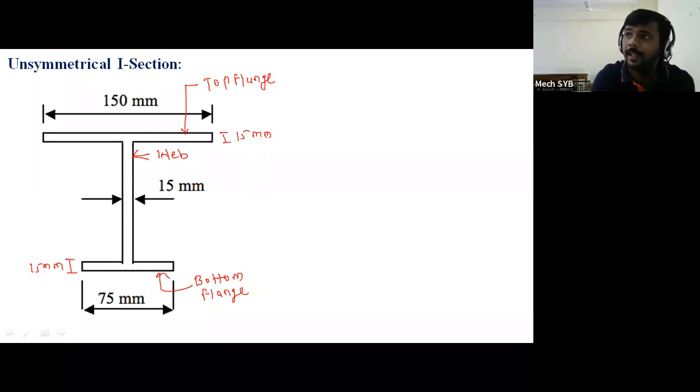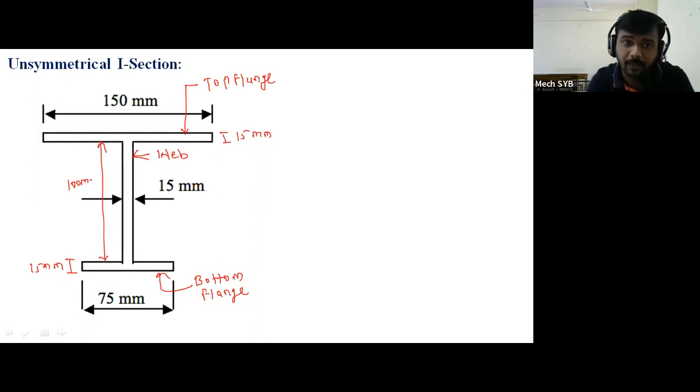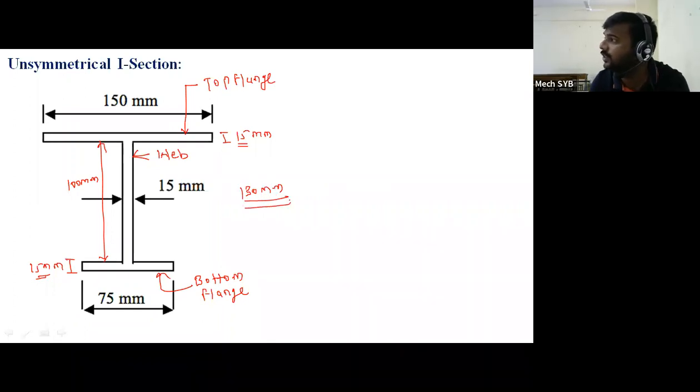Now, if we want to find the total height of the I section, how much will it be? For example, if this vertical dimension is given as 100 mm, what is the total height of the I section? 130. How is it 130? Look, this 100 mm plus this 15 mm and this 15 mm, so the total height is 130 mm. And for the unsymmetrical I section, the CG will not be concentrated at the center point.